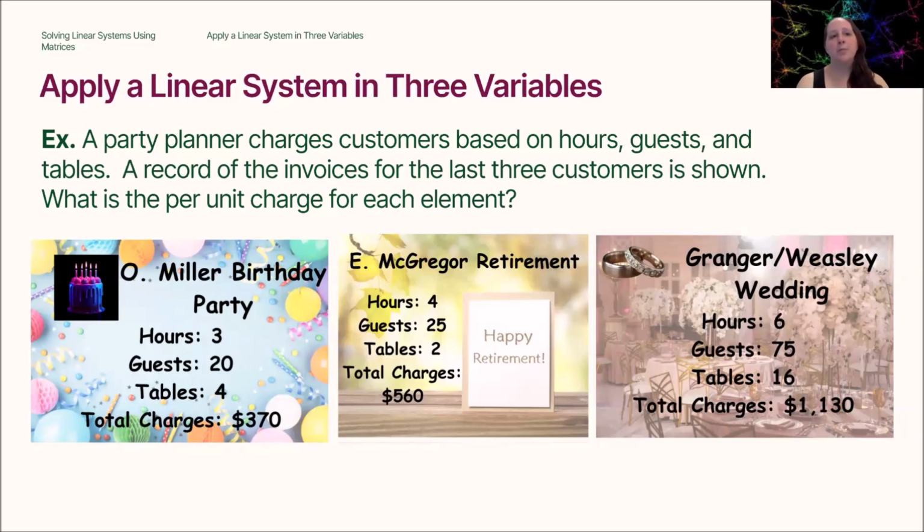So I had the birthday party: 3 hours, 20 guests, 4 tables, and they were charged $370. The McGregor retirement: they were there for 4 hours, had 25 guests and 2 tables, and were charged $560. And then the Granger Weasley wedding was 6 hours, 75 guests, and 16 tables, and they were charged a total of $1,130. I'm going to use this information to set up a system of equations.